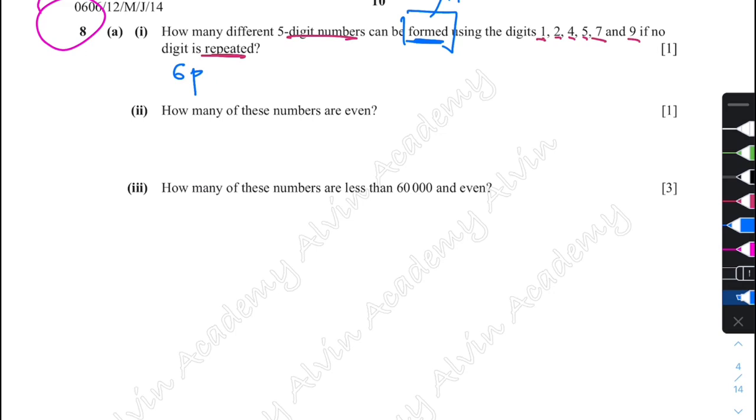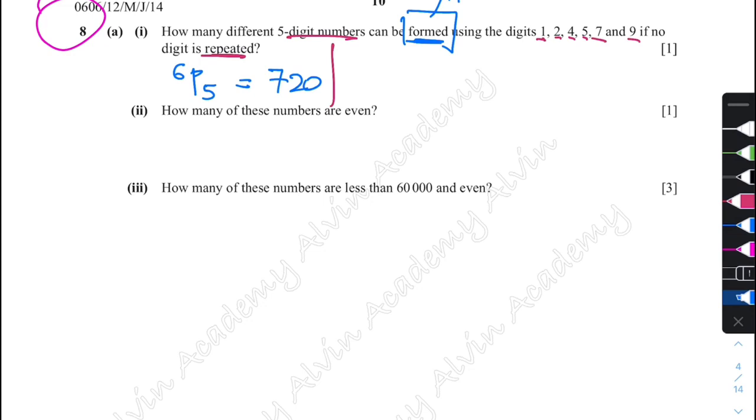Therefore, these are 6 numbers that you want to arrange 5 from. Therefore, that is 6 permutation 5, and the calculator says your answer is 720. Now, this is one way to go about it. You can also solve it this way.